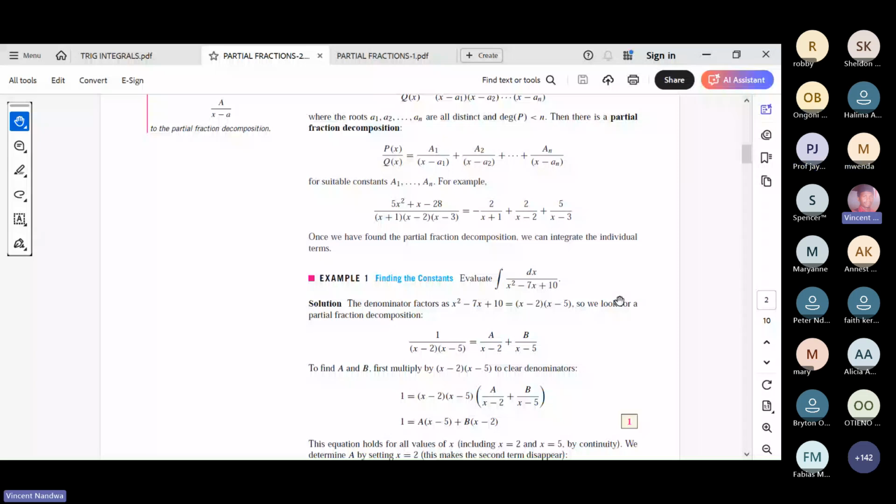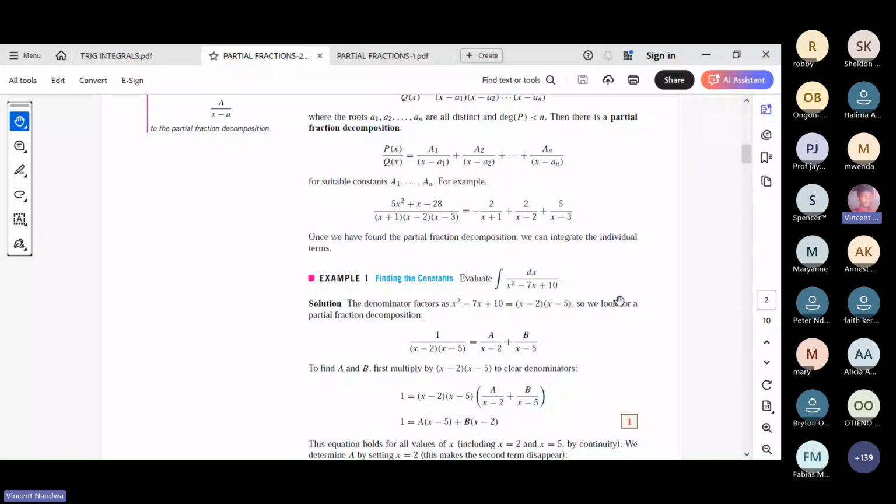Now, can you tell me which value of x we need to fix so that the term which has A goes to 0? 5. So you say let x be 5. Left hand side will be 1, because a constant does not change. Right hand side, we'll have 3B. So what is the value of B? B will be a third.